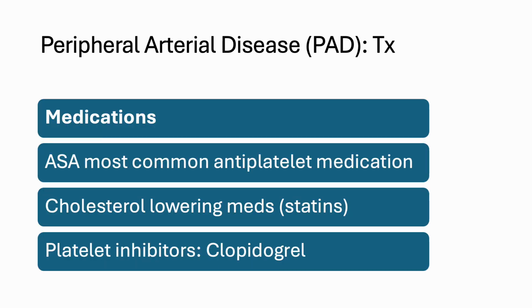All right, so some of the medications. Aspirin is the most common antiplatelet medication, and they will be placed on aspirin, typically at a dose of 81 milligrams per day. That's the cardiac dose. They'll be put on cholesterol-lowering medications, and if that doesn't work, they may also add clopidogrel to the aspirin, which is also an antiplatelet medication.